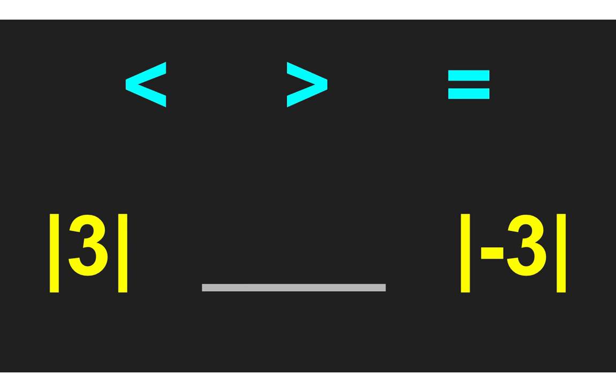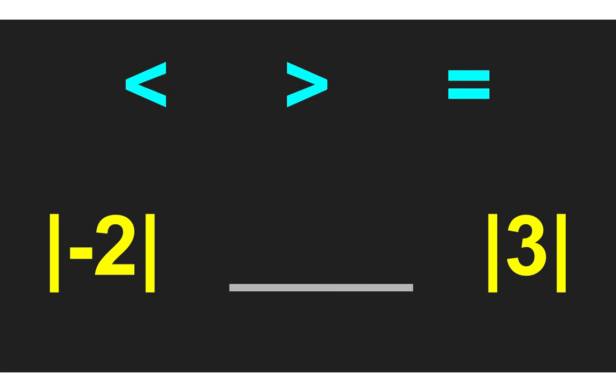So when we do absolute value, we want to see if it's greater than, less than, or equal to. The first thing we have to do is take it out of the absolute value. So the absolute value of negative 3 is 3. Absolute value of positive 3 is 3. So these two are going to be equal. Whenever we have an absolute value bracket, we treat it as a group in GEMDAS. And so we have to take it out of the bracket first before we can decide what it is.